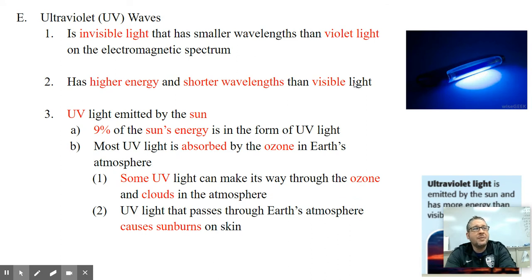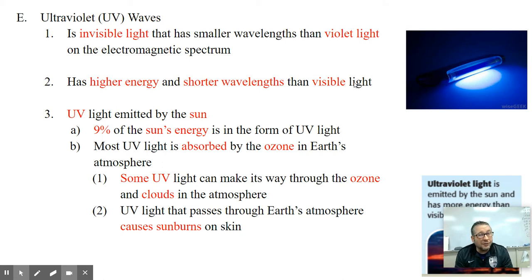Ultraviolet waves. Ultraviolet waves are invisible, beyond violet light on the electromagnetic spectrum. It has a higher energy, therefore shorter wavelengths than visible light. We do have UV light emitted by the sun. About 9% of the sun's energy is in the form of UV light. However, most UV light is absorbed by the Earth's ozone.